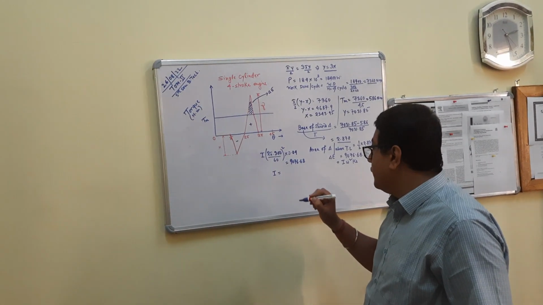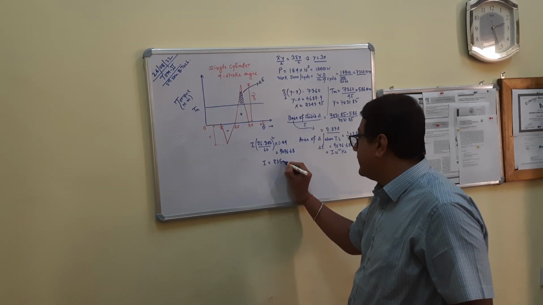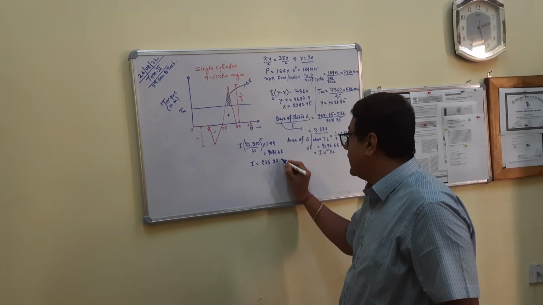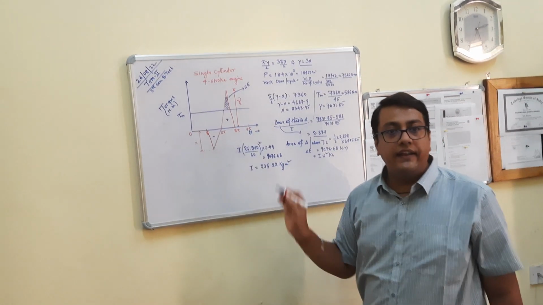Okay, and to be very precise, on solving this, the value of I will come out to be around 235.22, which is the moment of inertia, and the unit, you know, is kg meter square. Please note all the units over here are in SI.